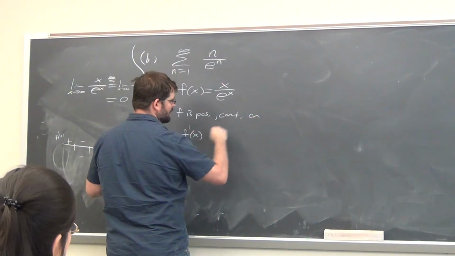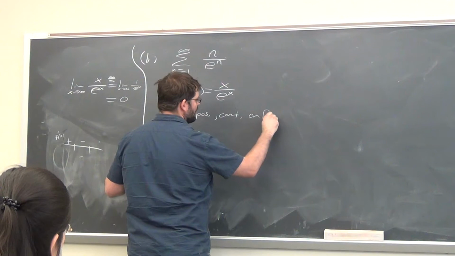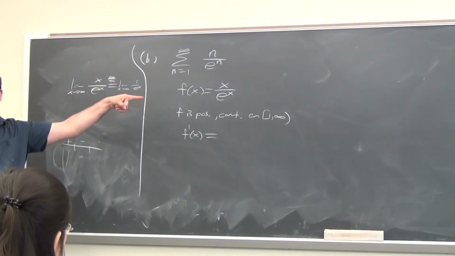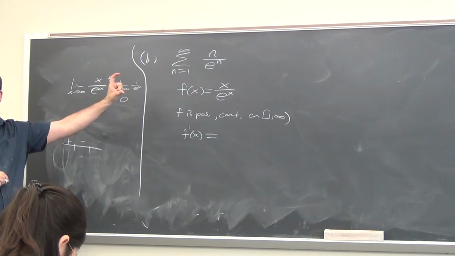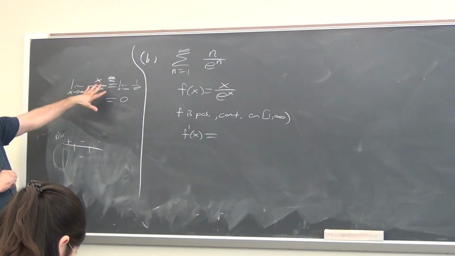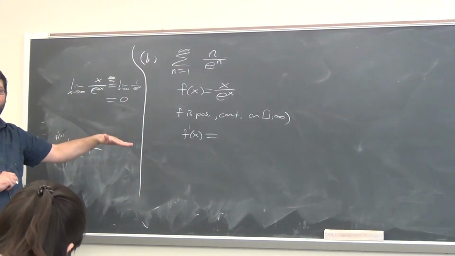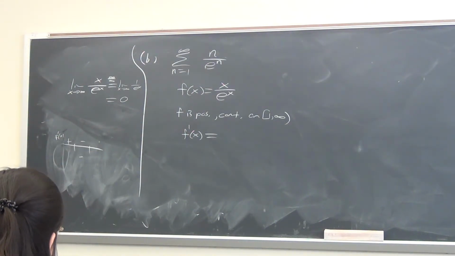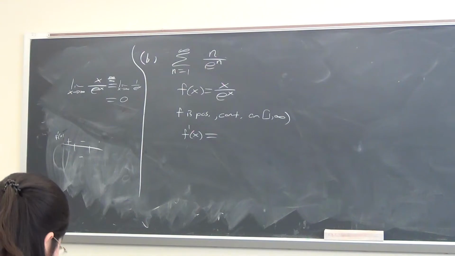So it's continuous and positive on 1 to infinity, and now let me take its derivative. Be careful here, we need to do a quotient rule, right? So we're not doing L'Hopital's rule, you're not doing the derivative of the top over the bottom, you're doing the derivative of that whole thing. So, what do we get?